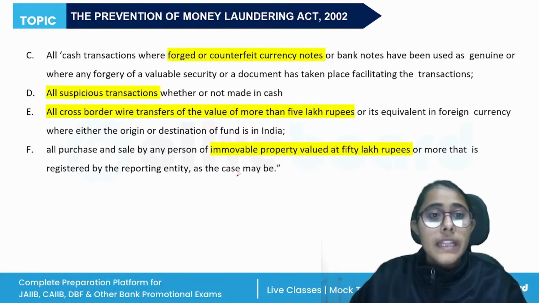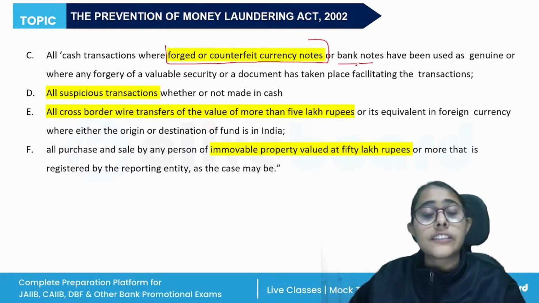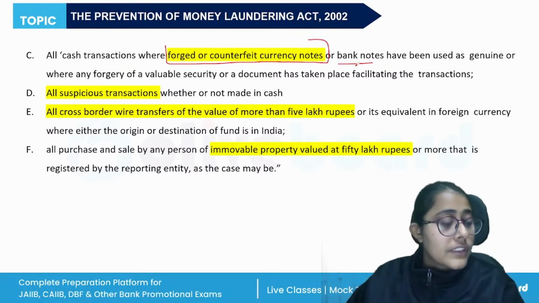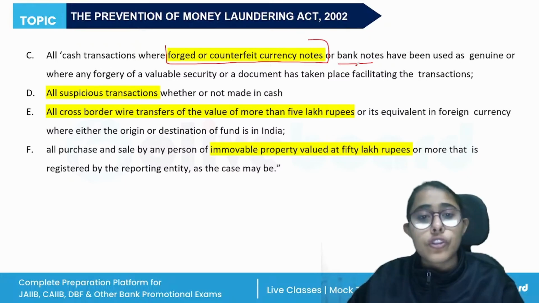All right. Then all the transactions where forged or counterfeit currency notes or bank notes have been used as genuine. If the person involved is using counterfeit notes or forged notes, or where any forgery of a valuable security or a document has taken place facilitating the transactions, then also the records will be maintained and furnished.